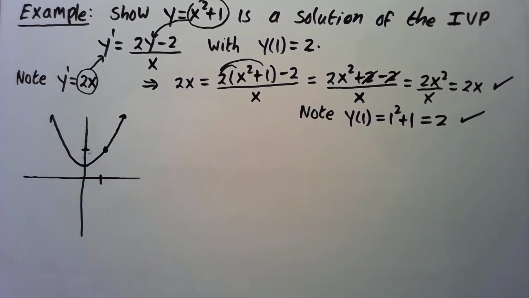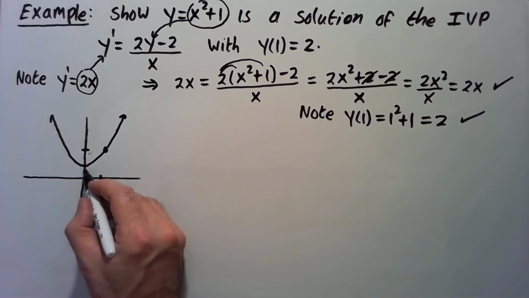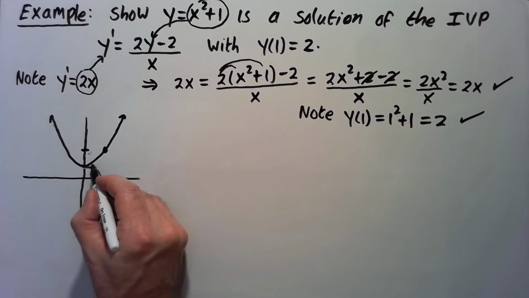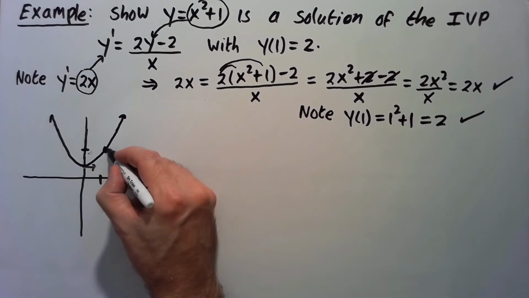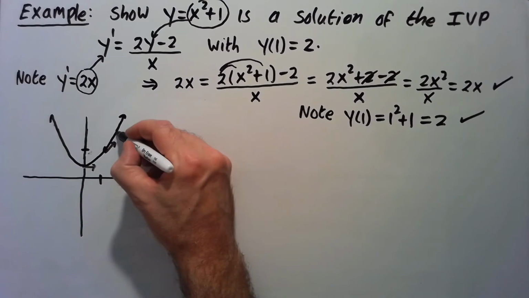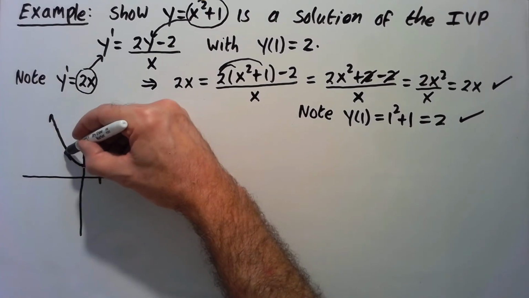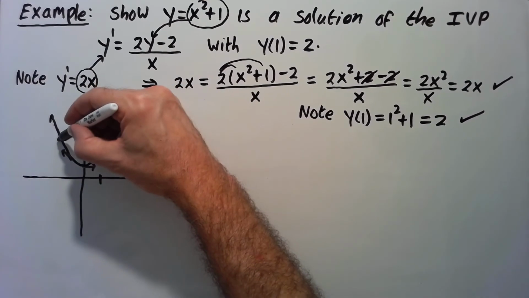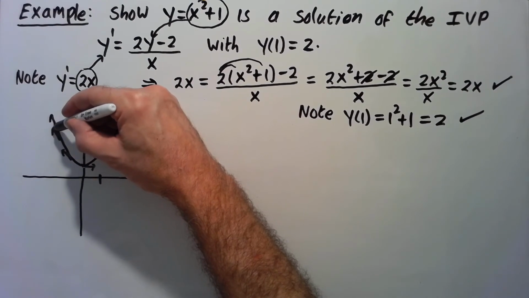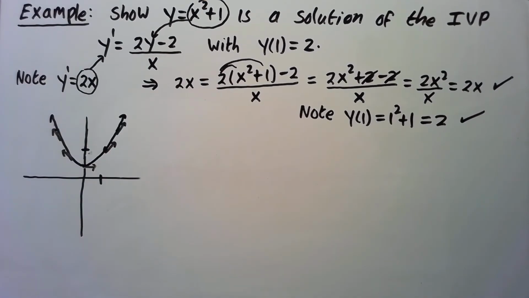Now let's look at the slopes of the tangent lines at some points. Here it's going to be a horizontal tangent line. At the point here it's going to be like that, and over here like that. Got one there. Now suppose, let me put in a few more tangent lines, slopes of tangent lines.